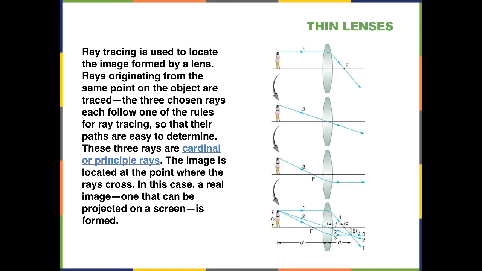And that's where the image is formed. And you can see that the image is inverted, and it's sometimes not the same size. It can be smaller or larger depending on how far the object is from the lens.